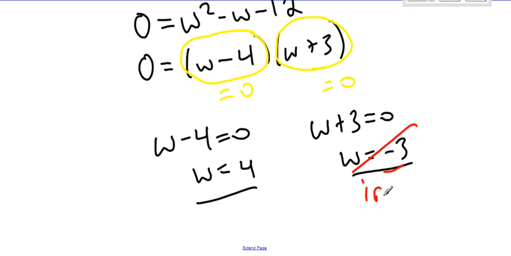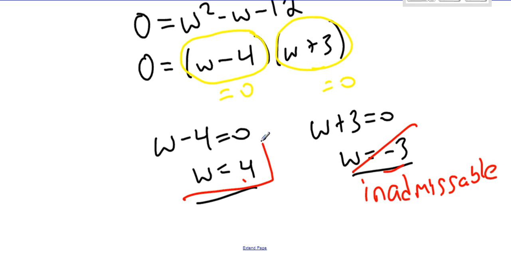So we put a single line through that and say it's inadmissible. Remember, it doesn't mean it's wrong. Wrong implies you've made a mistake. Inadmissible means that the math is correct, but this particular answer is not allowable as a potential solution to the question asked. Inadmissible, not allowed. So therefore, I'm left with w equals 4.